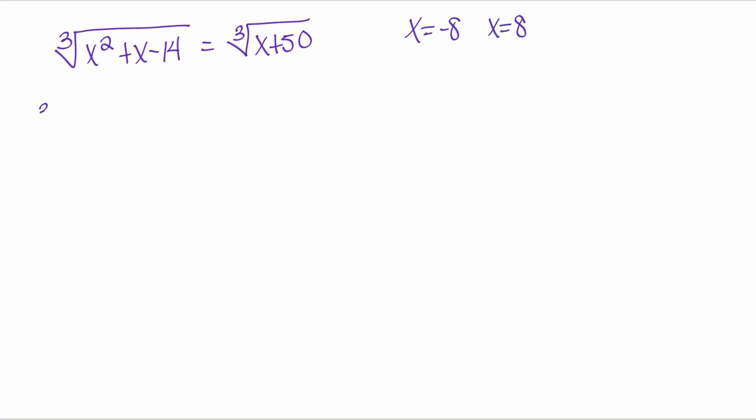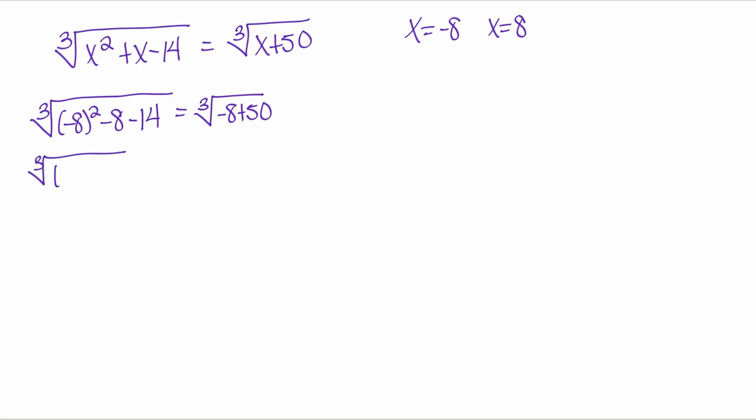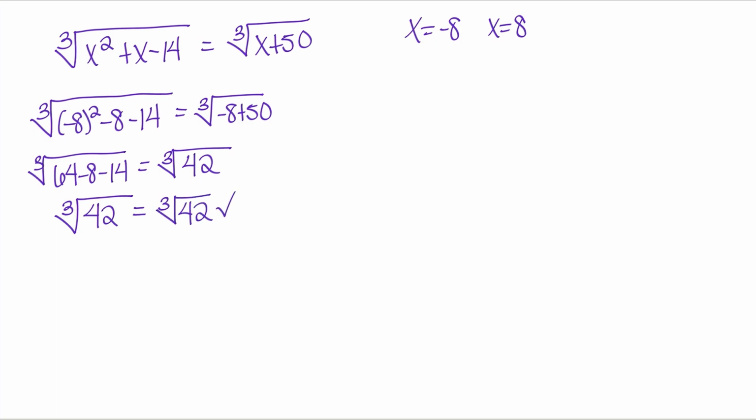If I plug in x equals negative 8, I get the cubed root of negative 8 squared minus 8 minus 14 equals the cubed root of negative 8 plus 50. So I have the cubed root of 64 minus 8 minus 14, and that equals the cubed root of negative 8 plus 50, which is 42. So this is telling me that the cubed root of 42 equals the cubed root of 42, which is in fact true. Now let's try the other solution, which is x equals 8.